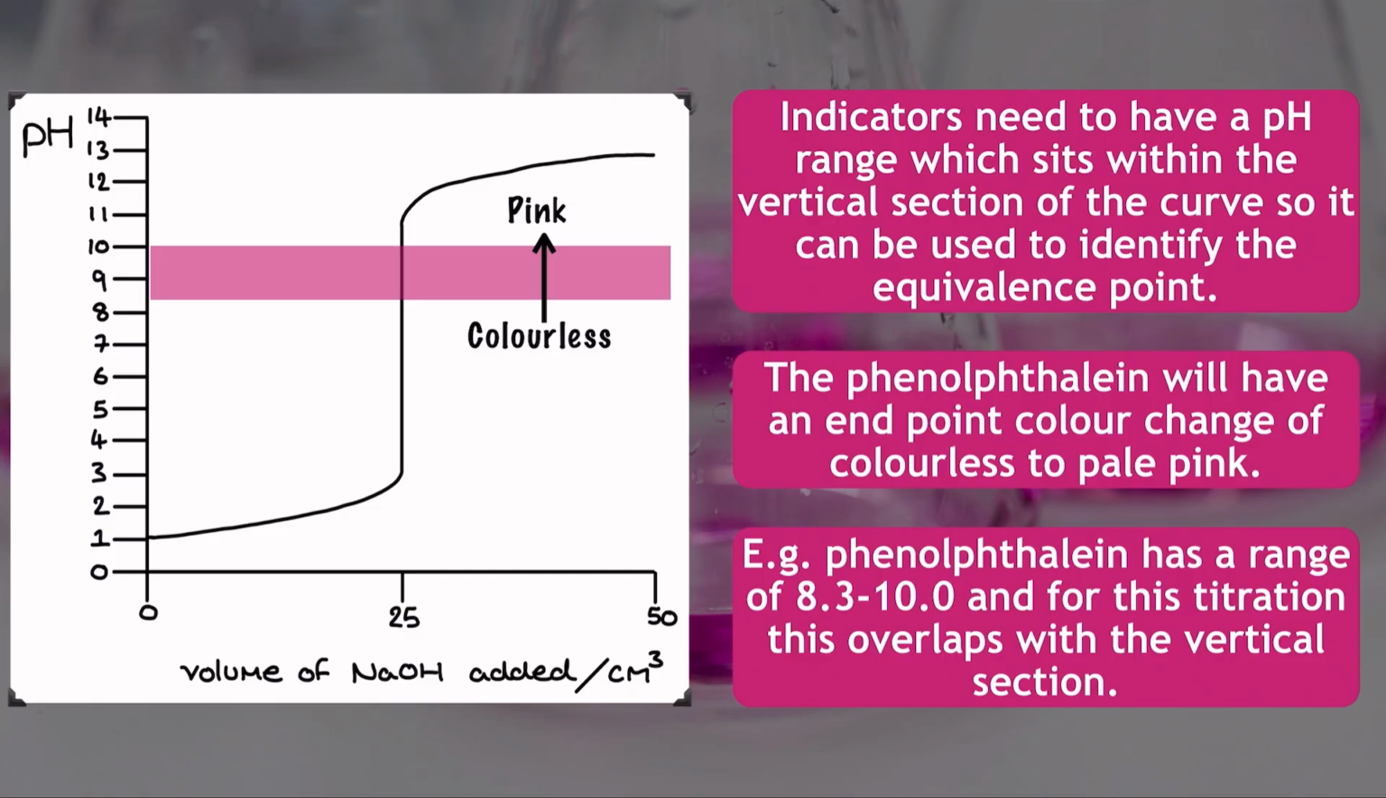The big goal here is we want the pH range to help us identify the equivalence point. We want the pH range of the indicator where it changes colour to help us find that midsection on the vertical section of the curve.